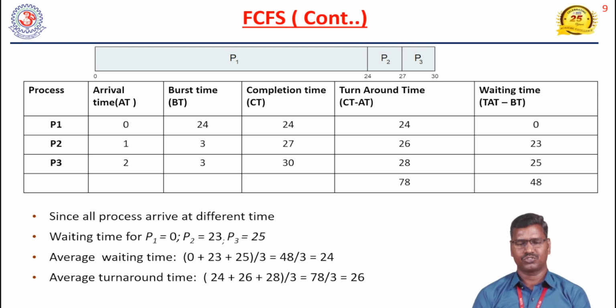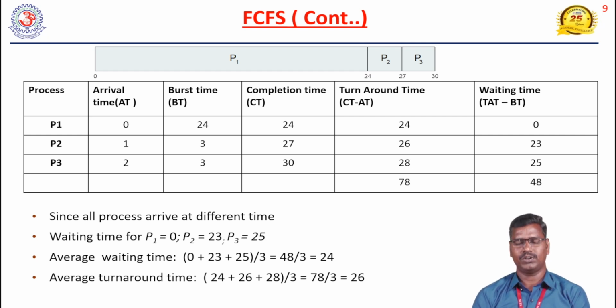P1 has arrival time 0, P2 has arrival time 1, and P3 has arrival time 2 milliseconds. The burst time is common from the previous example: P1 equals 24, P2 equals 3, and P3 equals 3. Here we mention the completion time. First P1, P2, P3 in that order, all three processes are stored in the ready queue.